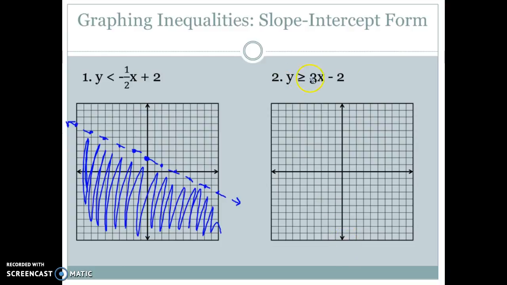So over here, I'm going to treat this like y equals 3x minus 2. So I'm going to go to negative 2 on my y-axis. There's my intercept. Positive 3 means I'm going to have an uphill slope. So I'm going to go up 3, right 1, or down 3, left 1. Or equal to means I have a solid line when I connect my points. And y is by itself, so I want all the y's that are bigger. Greater than means I shade above.